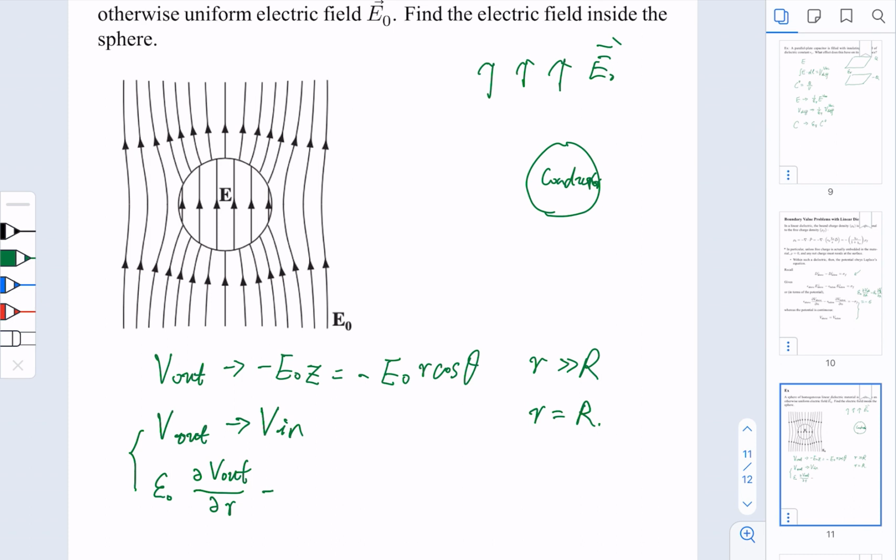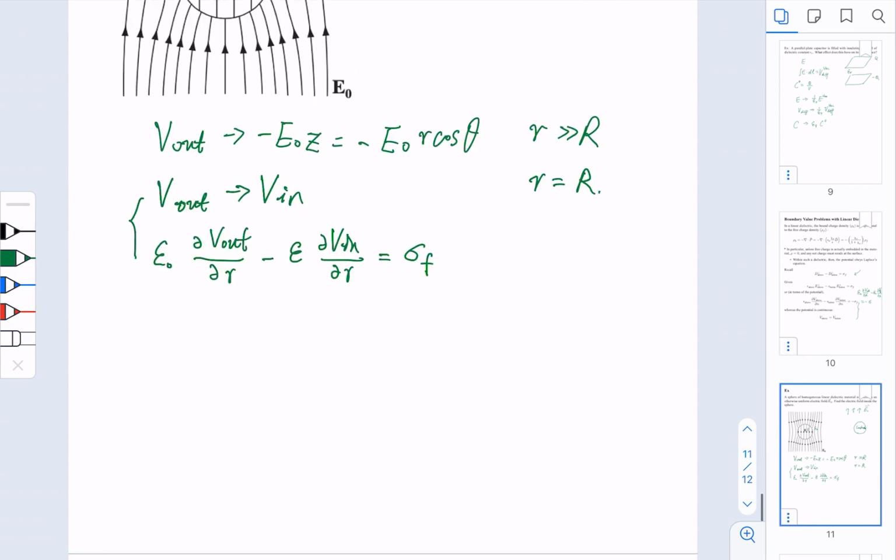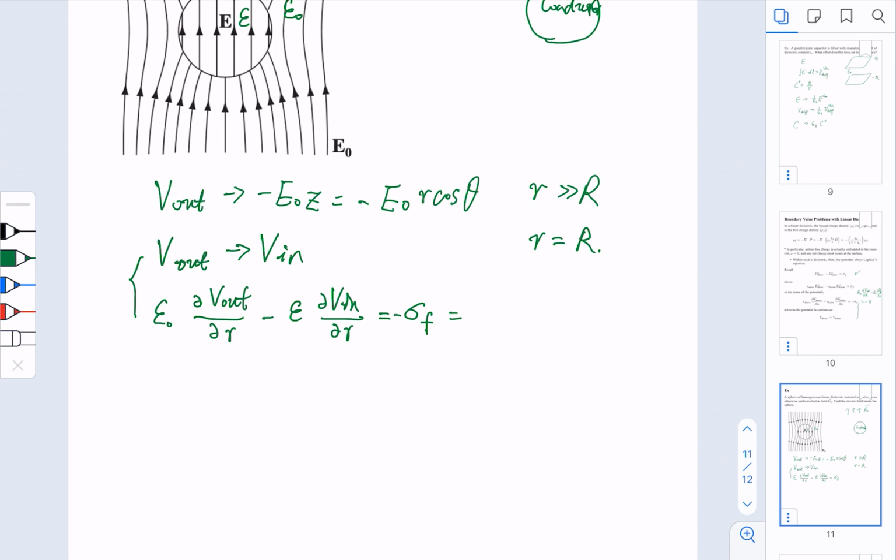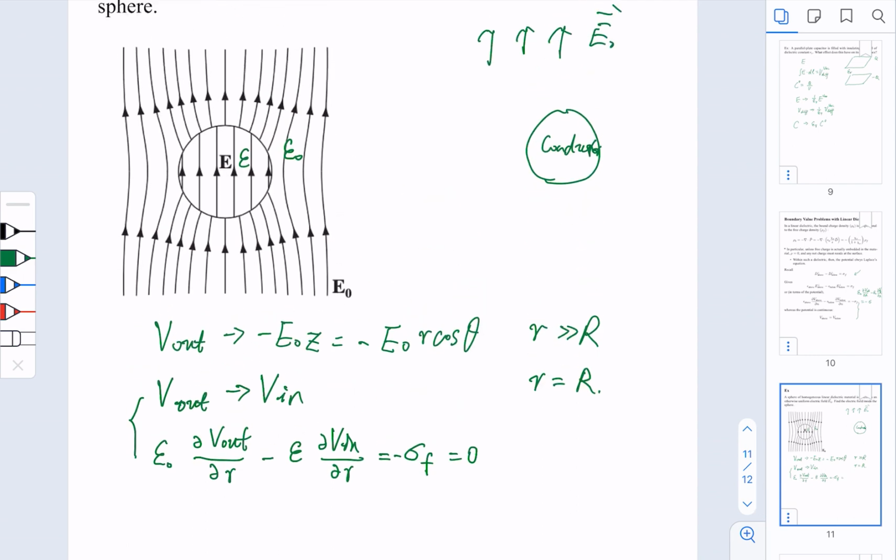However, remember that this is a dielectric material, so be careful when you write out the boundary conditions. Inside there is an epsilon, so you have to use this. And so it's proportional to rho free. Sorry, it's negative rho free. But rho free here in our case is 0 because we didn't put any free charge on the surface.